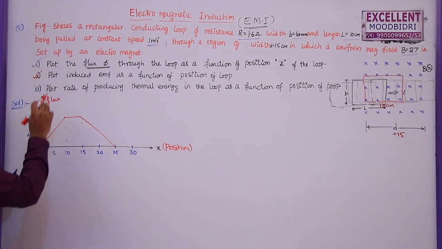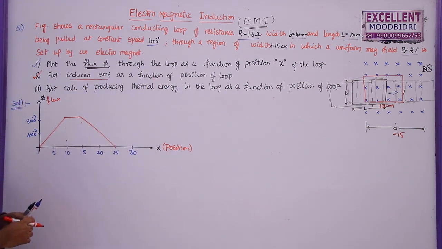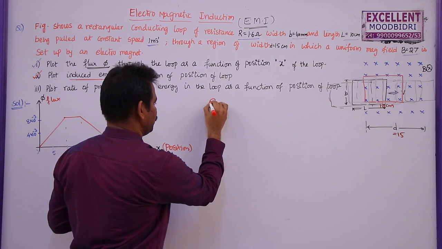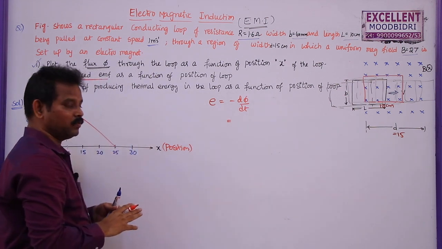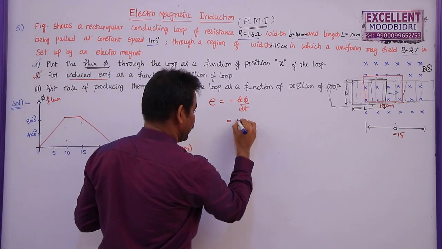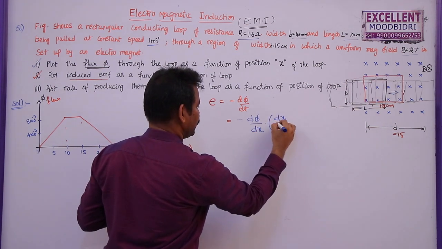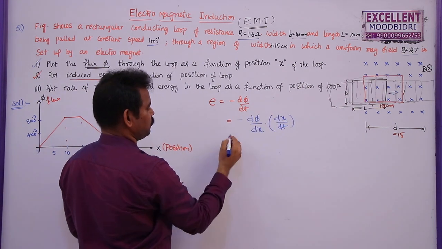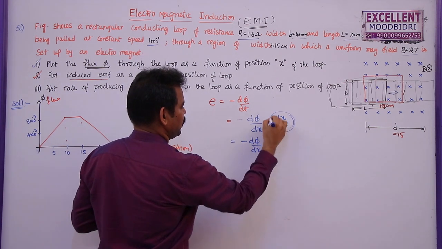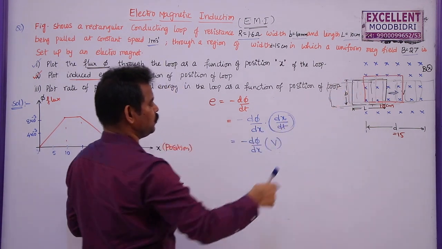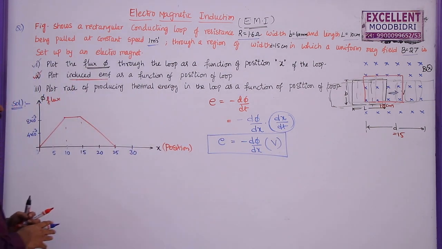In the second problem, same problem, second part: plot the induced EMF as a function of the position of the loop, that is x. What is the induced EMF? According to this formula, we can write minus d phi by dt, the rate at which the flux changes with time. You can also write this as minus of d phi by dx into dx by dt. You can cancel dx, you will get the same expression. So this can be written as minus d phi by dx into dx by dt, and dx by dt is nothing but the velocity with which the loop is moving through this one. So this is the expression to find the EMF in this case with respect to x.